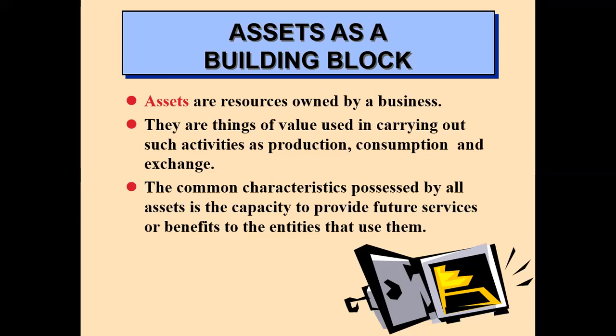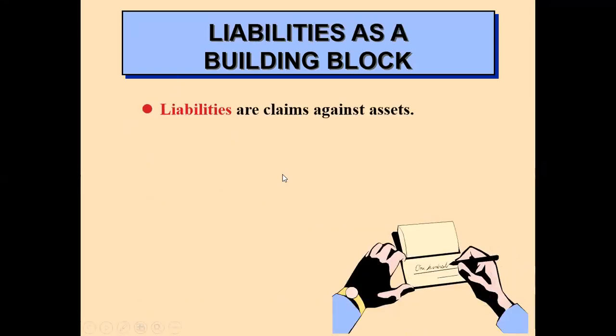Then next, okay, we'll go to the liabilities. So what is liabilities? Liabilities are claims against asset. Liabilities are claims against asset. Okay, the asset which we discussed earlier, like we have a furniture, we have an equipment. So in that equipment or in that furniture, if there is some other person's claim, then we'll call it a liability.